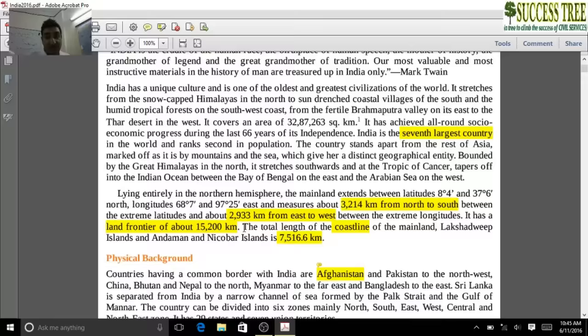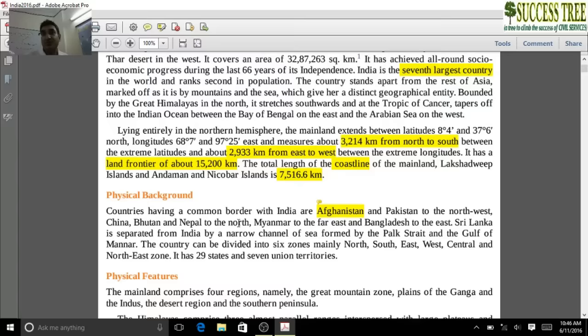Then you come to the next one, physical background. You see the neighbors of India, with which India shares a border. You find Afghanistan, Pakistan. So Afghanistan is our neighbor; we share our borders with Afghanistan. It doesn't matter whether it is POK that is sharing the border with Afghanistan, because we claim POK. As the Government of India claims POK, POK is India's part. And from the UPSC point of view, Afghanistan shares borders with India.